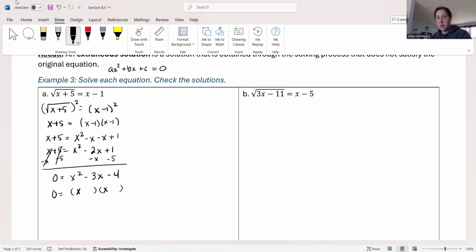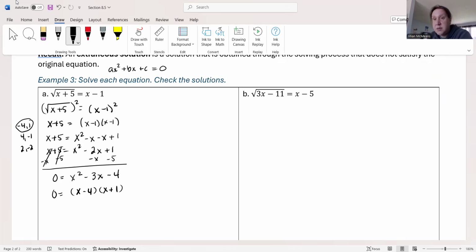Now we need to find factors of negative 4 that have a sum of negative 3. So we could use negative 4 and 1, 4 and negative 1, or 2 and negative 2. Of those three pairs of factors, which pair adds to negative 3? This one. So we want to fill in a negative 4 and a plus 1.